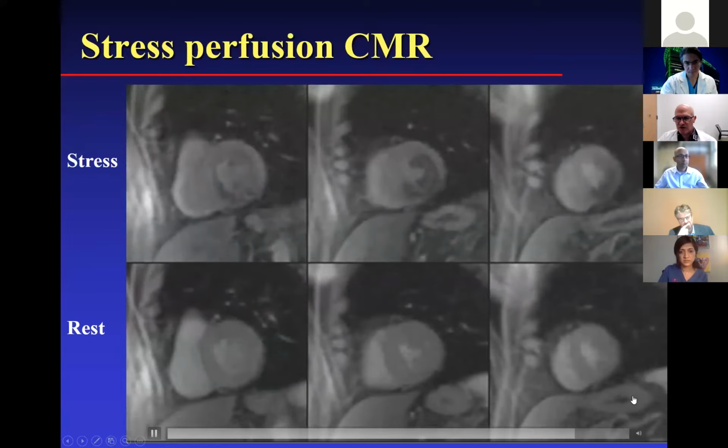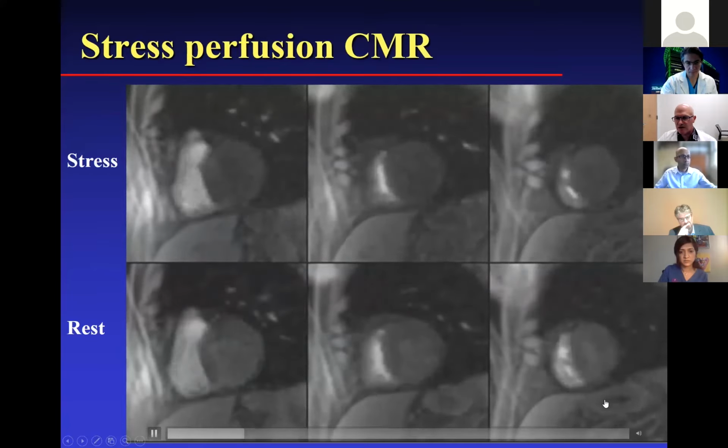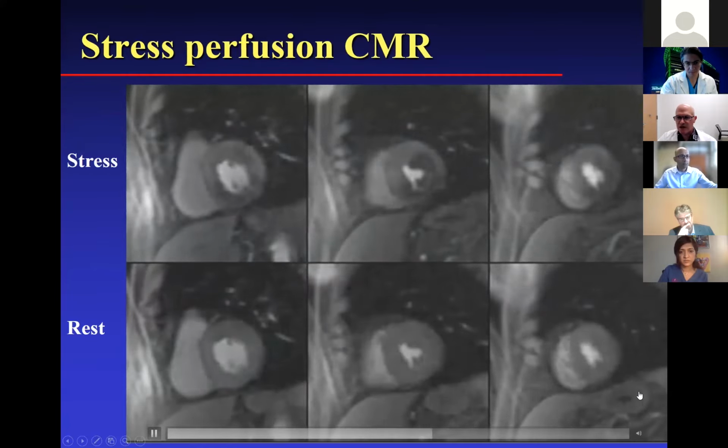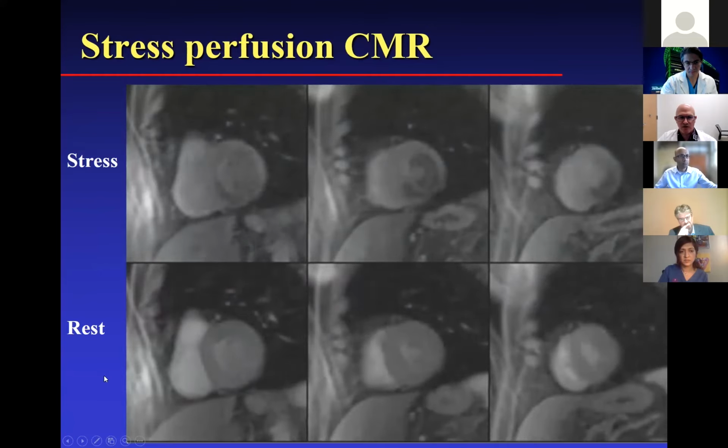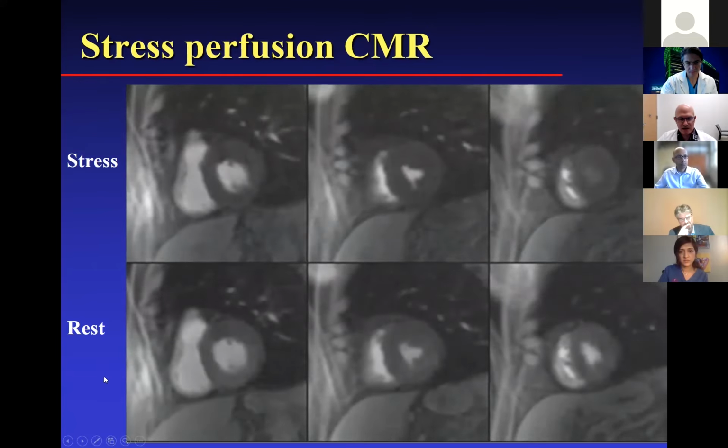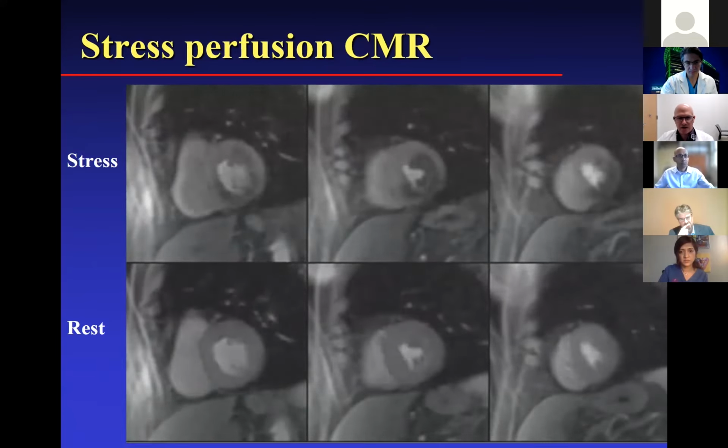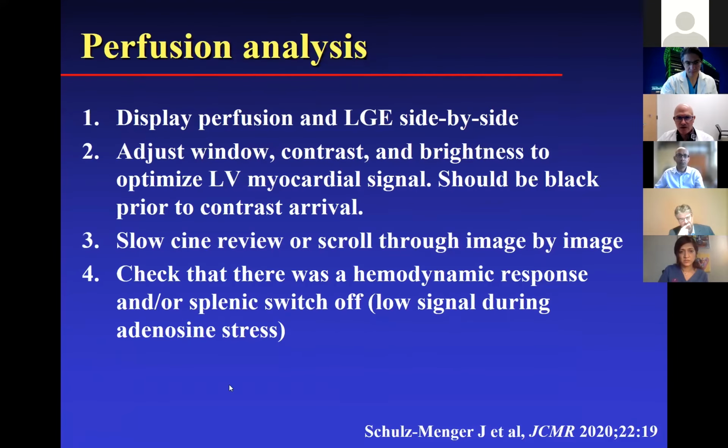Compare that to the rest images where the signal in the spleen is more uniform and normal, and there's no splenic turnoff. So that's an important marker of the adequacy of the vasodilator stress, the so-called splenic switch off.